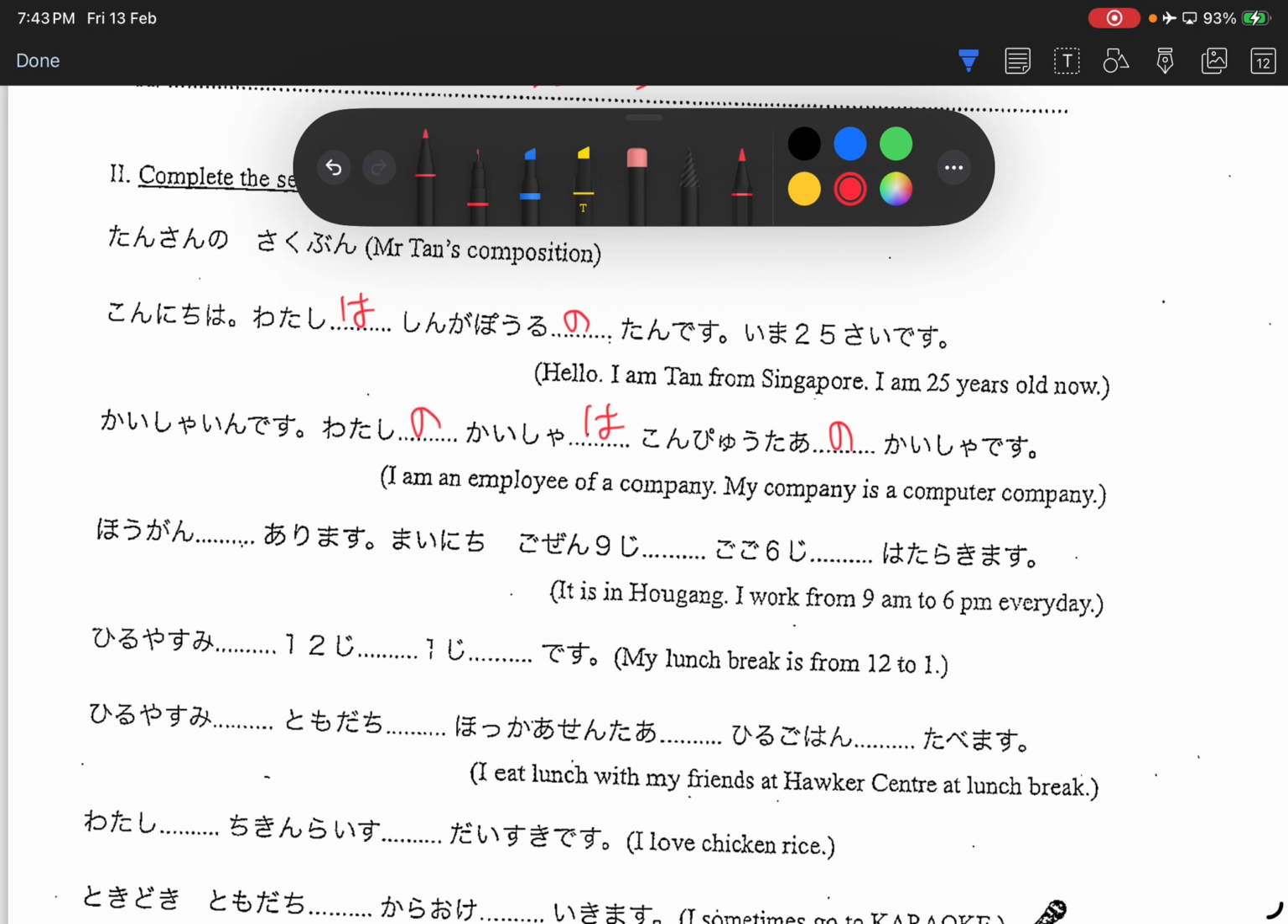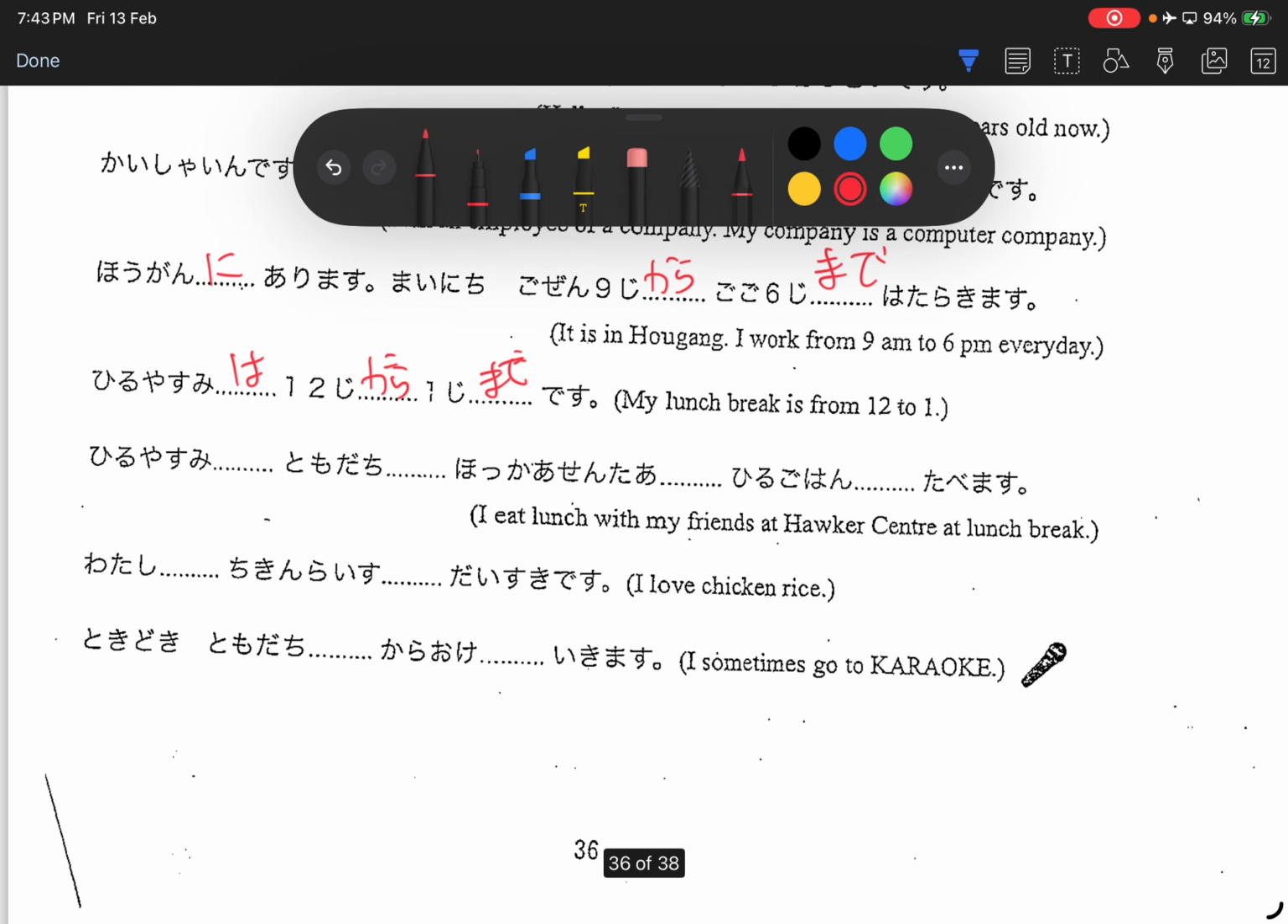方眼にあります。Next one. 毎日、午前9時から午後6時まで働きます。Very good. So far correct. Next one. 昼休みは12時から1時までです。Very good. Next one, back to Cecilia.